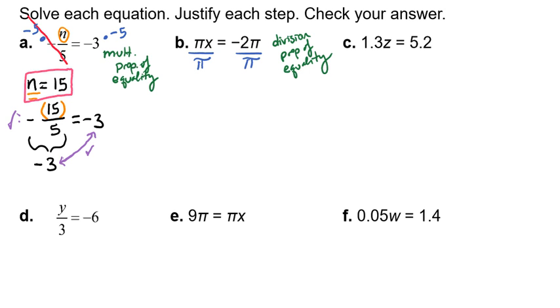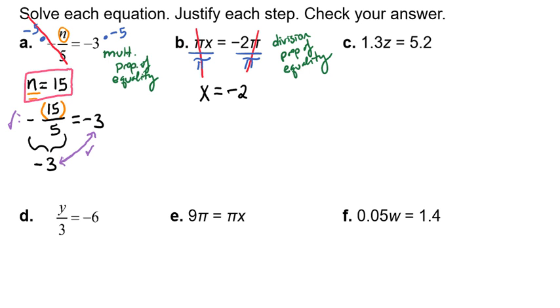So pi divided by pi is going to cross out and go away. And so we're going to have x equals, now if we look on the right hand side, we see that we have a pi in the numerator and a pi in the denominator. And so we're actually able to cancel those out this time too. And that's going to leave us with x equals negative 2.